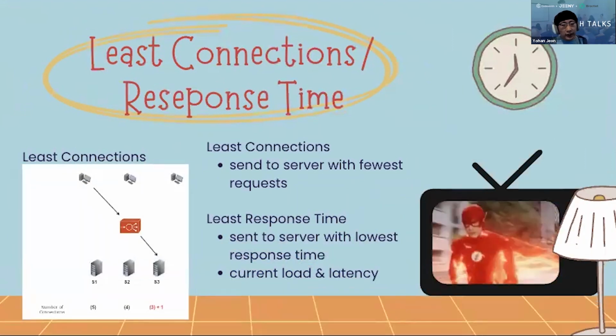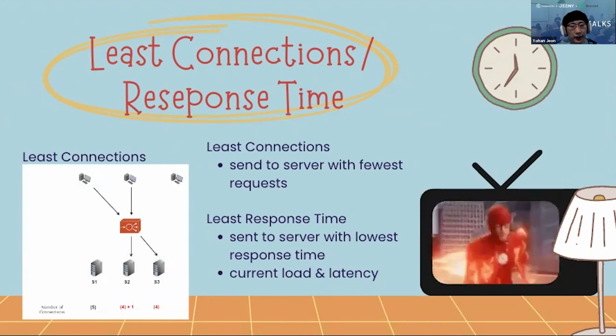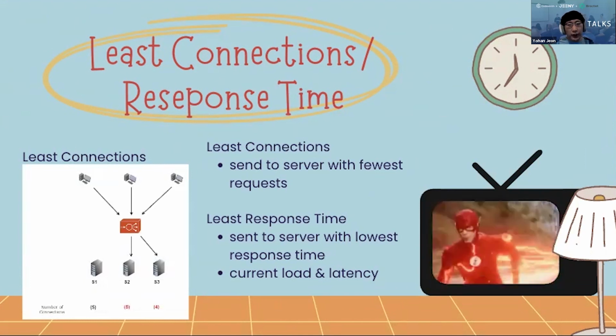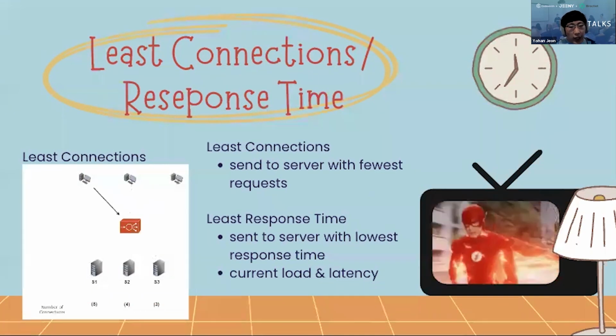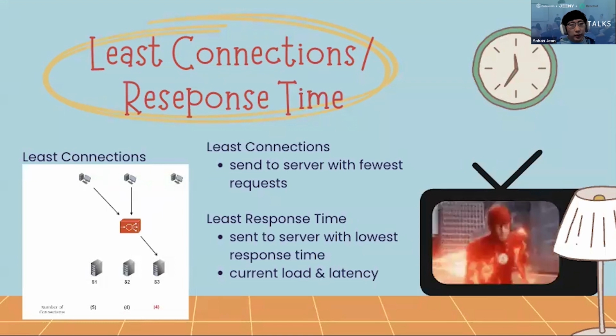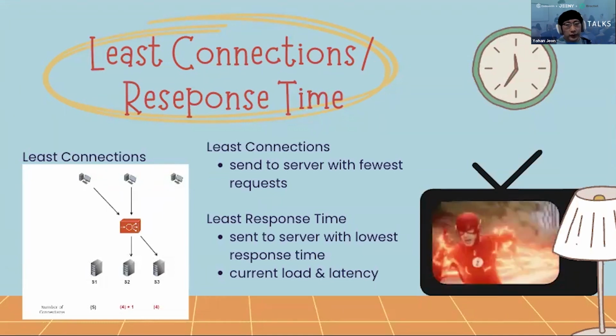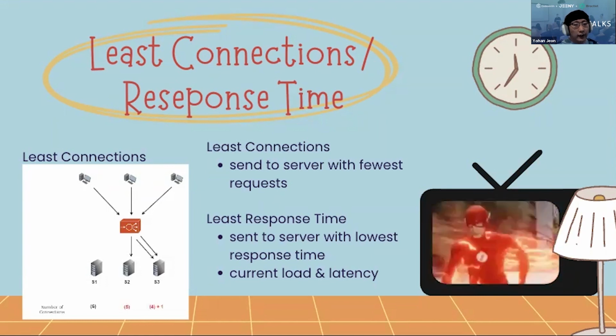Second is the least connections algorithm. For this algorithm, every new request is sent to the server with the fewest concurrent connections to clients. Pretty straightforward. Third, we have the least response time algorithm. This algorithm sends requests to servers with the fastest response time. It also takes into account both the server's current load and its latency.